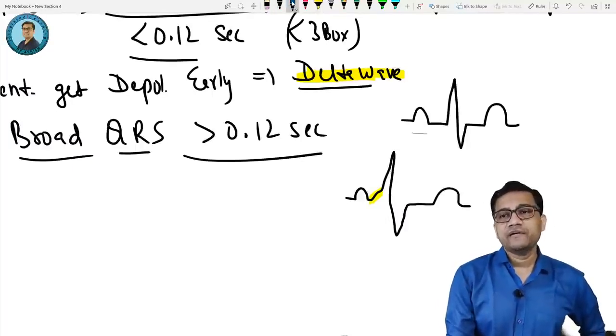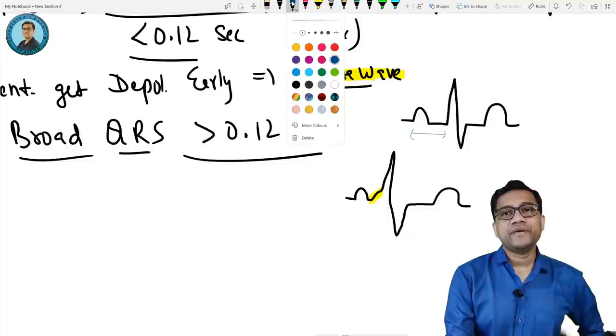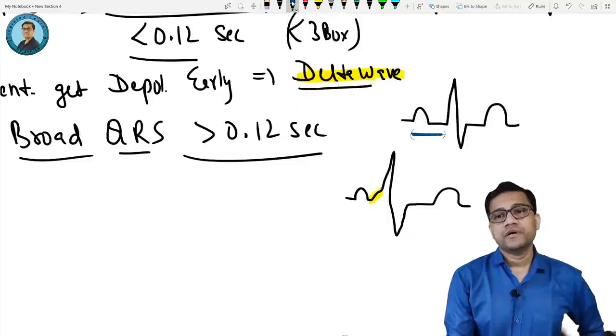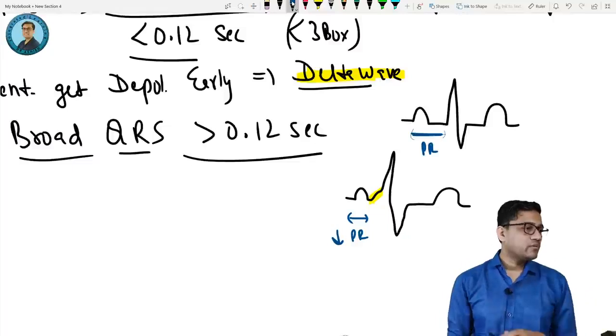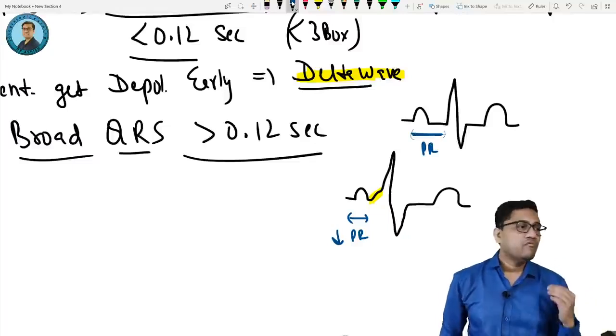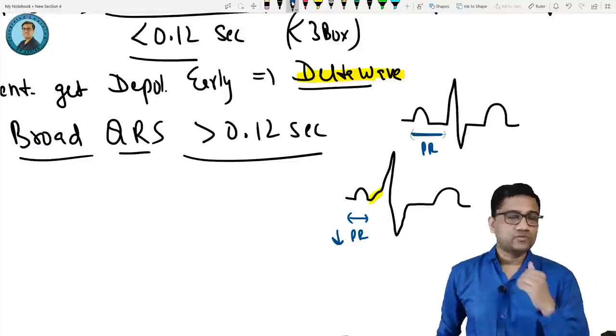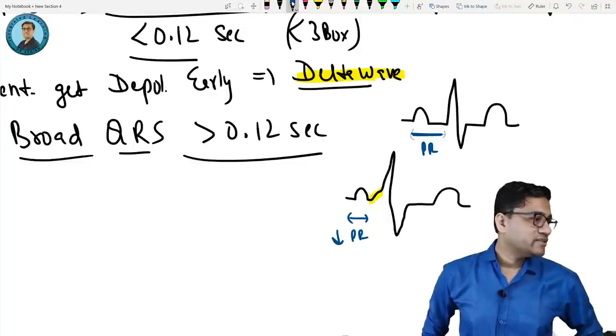And can you see the PR? So, this is the PR. This is now decreased. Are you getting the idea? And the QRS can become broad. Okay, so this is what syndrome? Wolf Parkinson White syndrome. Wolf Parkinson White syndrome.